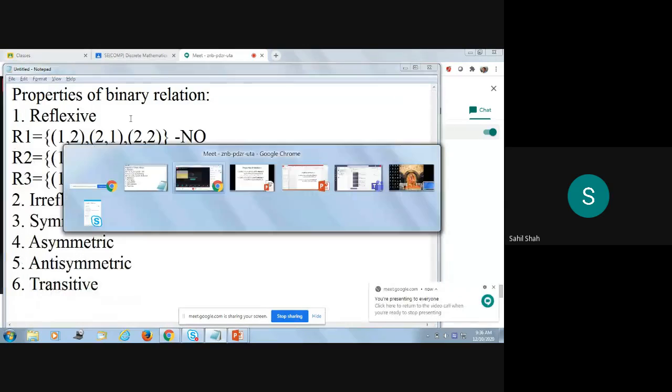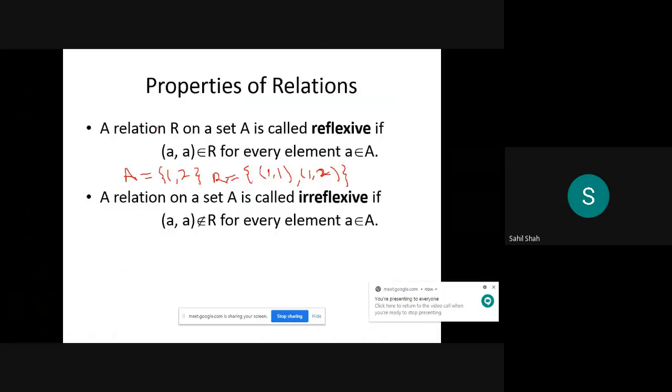So what is irreflexive? It will be just the opposite of reflexive. A relation on a set A is called irreflexive if for every element small a belongs to capital A, a comma a does not belong to R. You should not have any self loop present in a relation R. If that is the case, we will say it is an irreflexive relation.